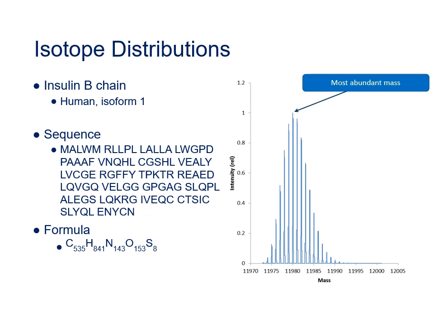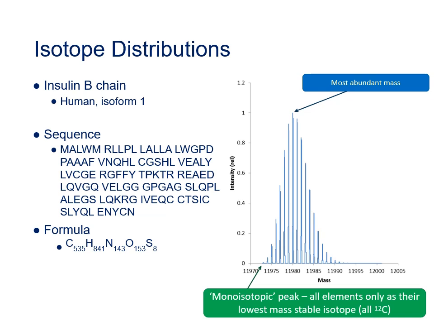This tallest peak is the most abundant mass. This peak over here is the monoisotopic peak, and we've encountered that before, where all elements are in their lowest stable isotope.